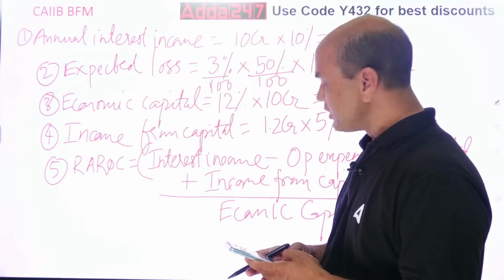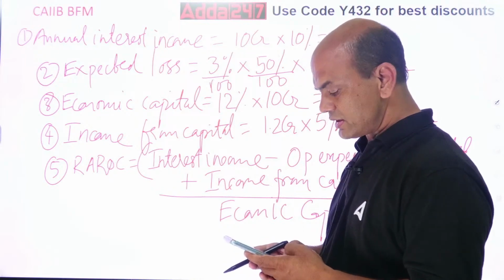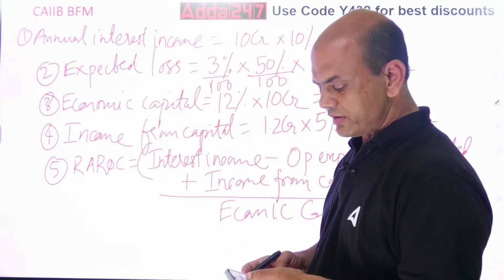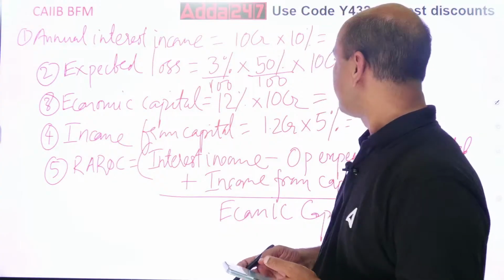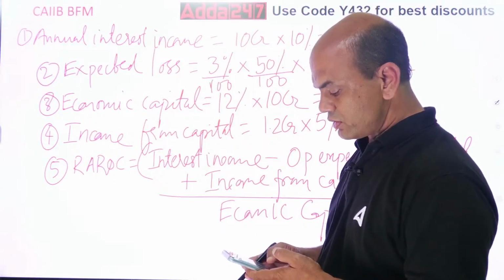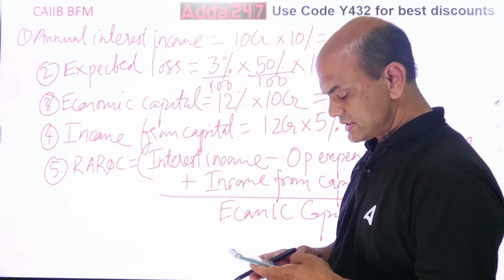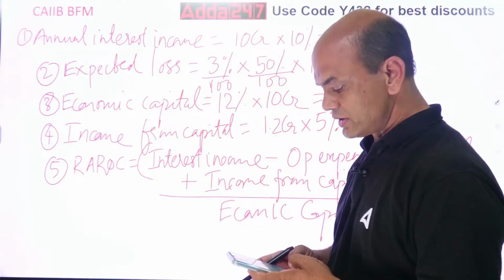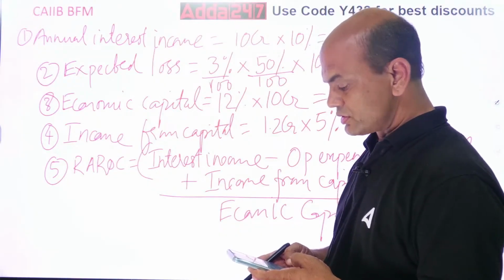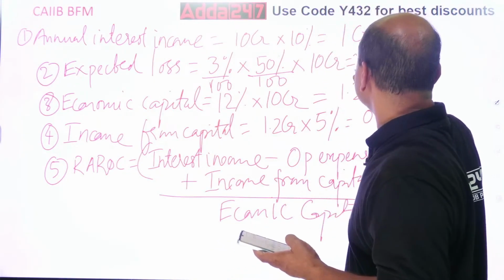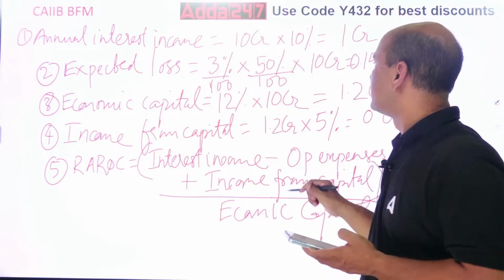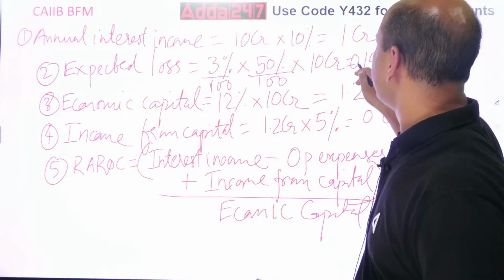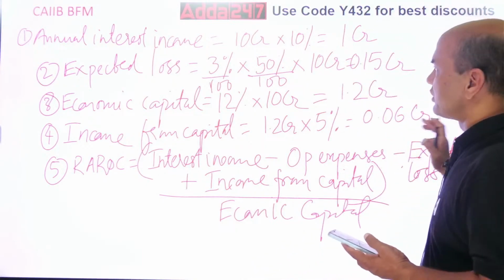150 upon, how many zeros? 4 zeros: 1, 2, 3, 4. So 0.015 into 10 CR. Let's keep it in CR only. So 0.15. That's what I was also wondering, how come you are getting 15 as a loss? So 0.15 CR. Got it everyone?